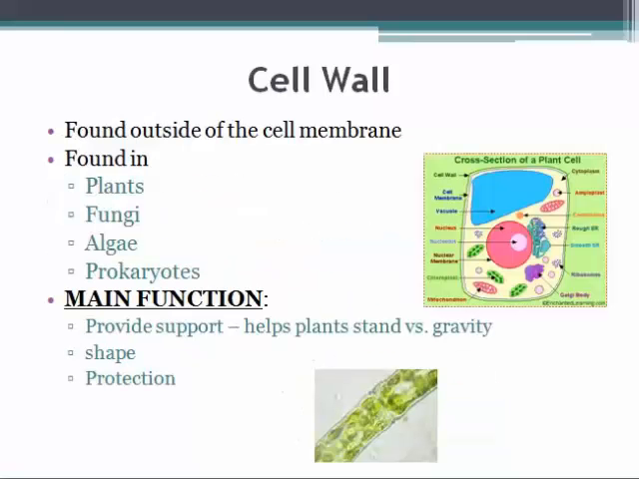A cell wall is basically found on the outside of the cell membrane in all plants. It's found on the outside of the cell membrane, just as I mentioned, and is found in plants, fungi, algae, and prokaryotes. The main function is basically to provide extra support to help plants stand up and defy gravity so they can grow towards the source of light. All plants need light in order to create their energy.